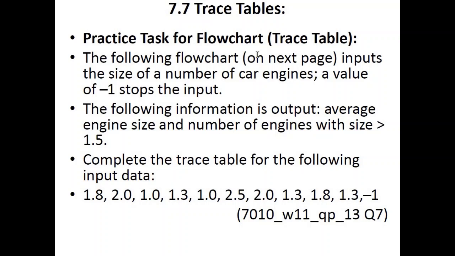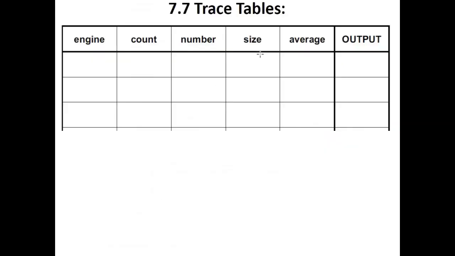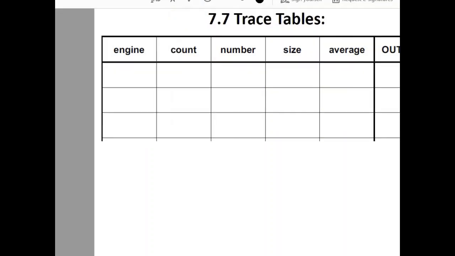Next, we have a practice task. Following flowchart: input the size of a number of car engines. A value of -1 stops the input. The following information is output: average engine size and number of engines with size greater than 1.5. Complete the trace table with this data. This is the algorithm and this is the trace table. So I'm going to show you a little bit of how to solve it, not the complete part. You can solve it yourselves.